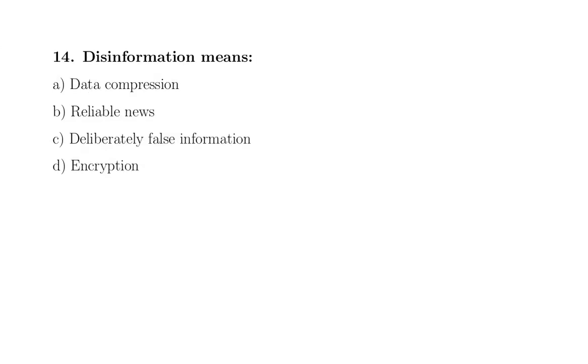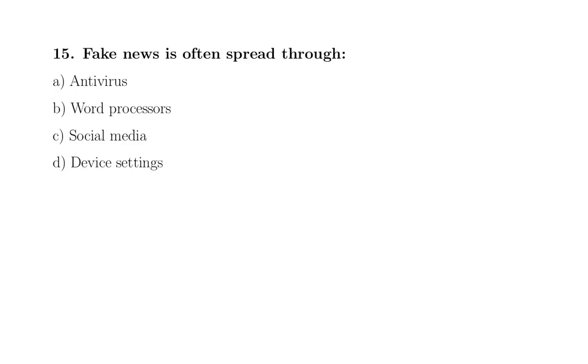Question number 14: Disinformation means data compression, reliable news, deliberately false information, or encryption. The correct option is deliberately false information. That is option C. Question number 15: Fake news is often spread through antivirus, word processors, social media, device settings. The correct option is social media. Fake news is often spread through social media.